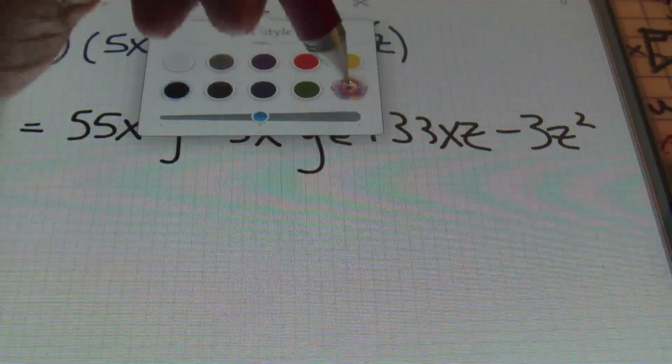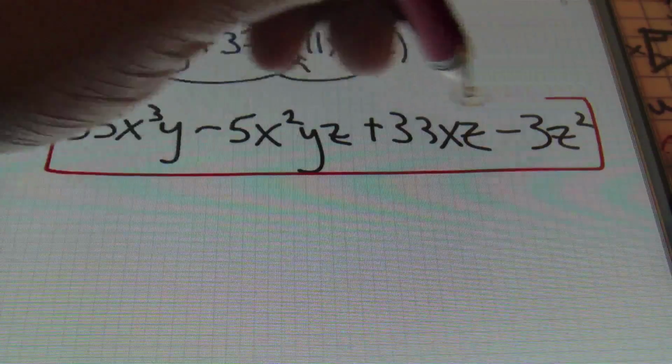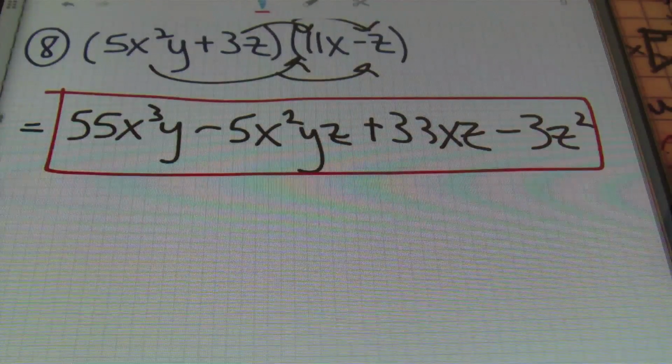Because of that, this is our answer. We won't be able to add or combine any of these. All right, so that'll be your final result.